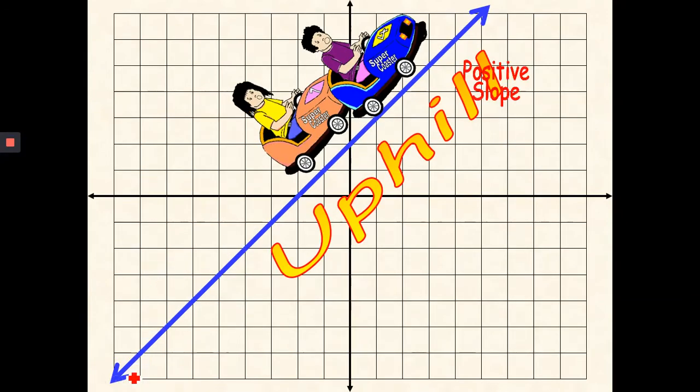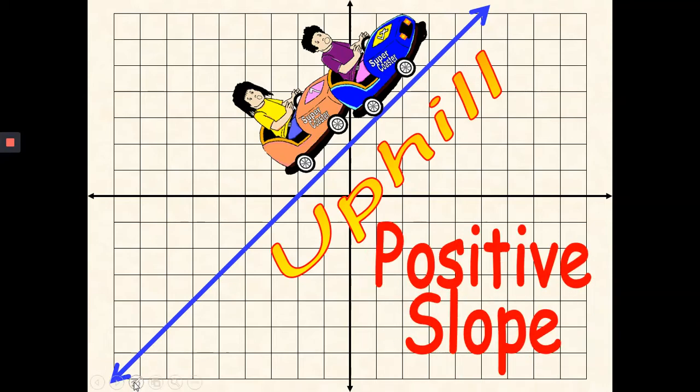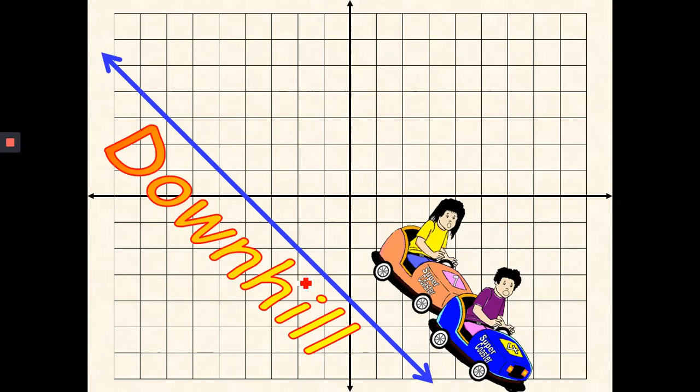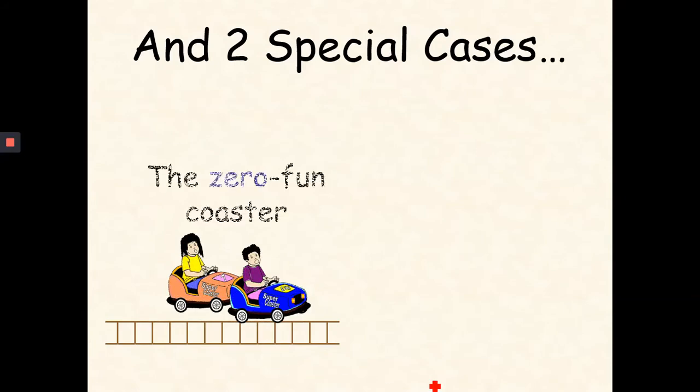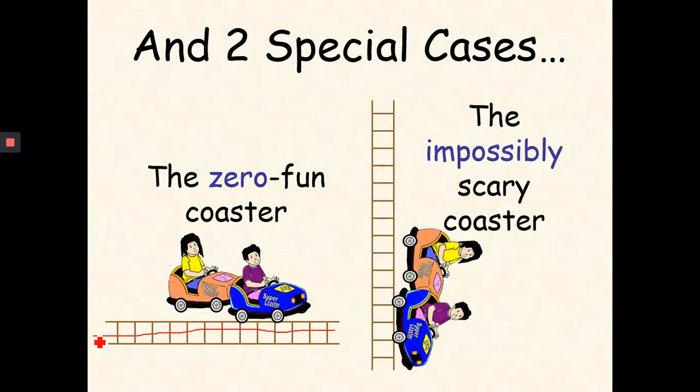We have here, if the line goes uphill, or it rises to the right, then the sign is positive. If the line goes downhill, or the line falls to the left, then the sign of the slope is negative. Okay? If the line is horizontal, then the slope is 0. And if the line is a vertical line, then the slope is undefined.